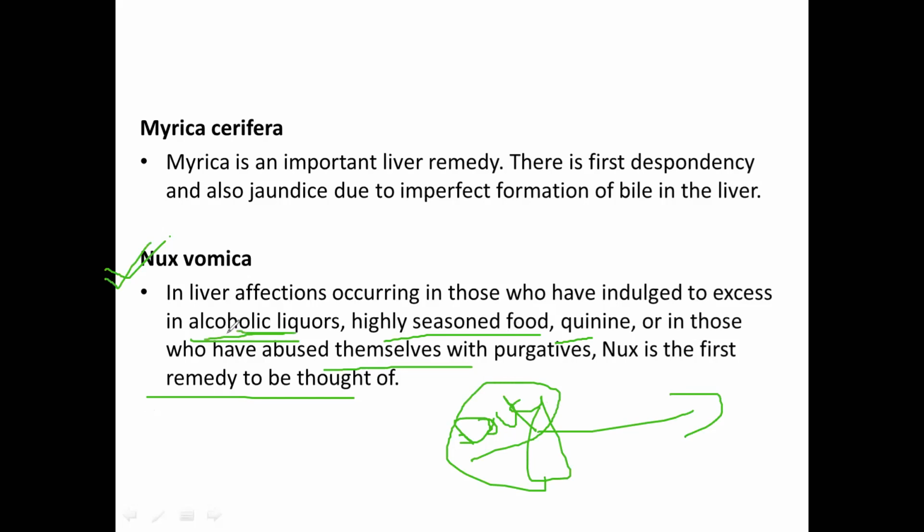Again, excess of alcoholic beverages. So it means if the patient has jaundice which is basically because of ethanol or alcohol consumption, in that case you can think of Nux vomica. So simply it means alcohol induced hepatitis. So if a patient has alcohol induced hepatitis, in that case you can think of Nux vomica.